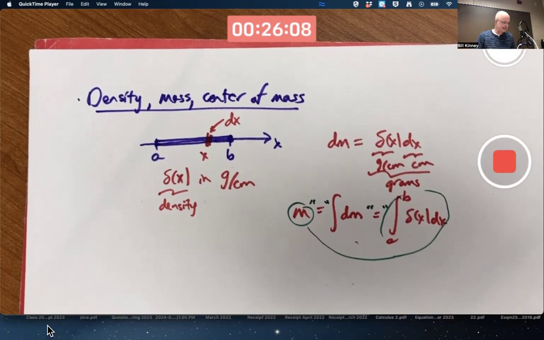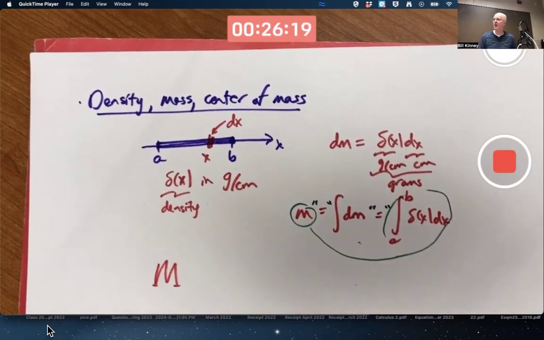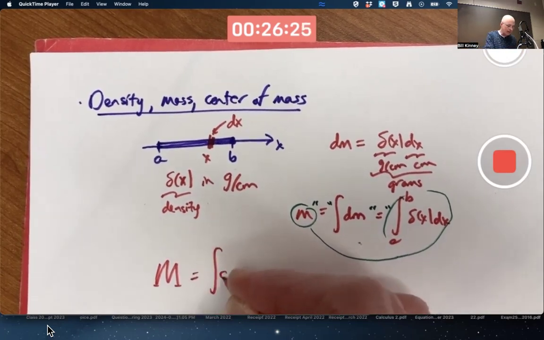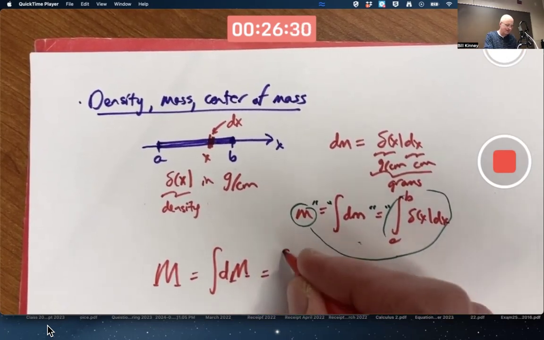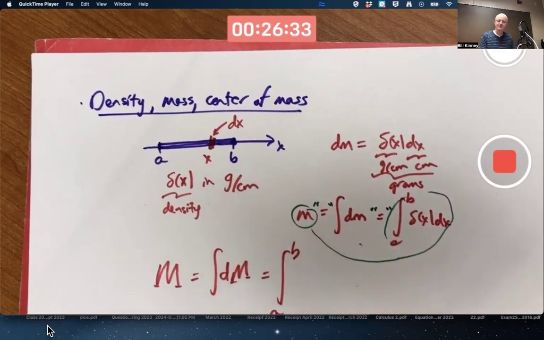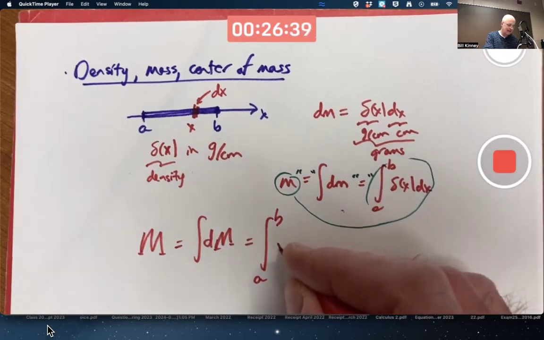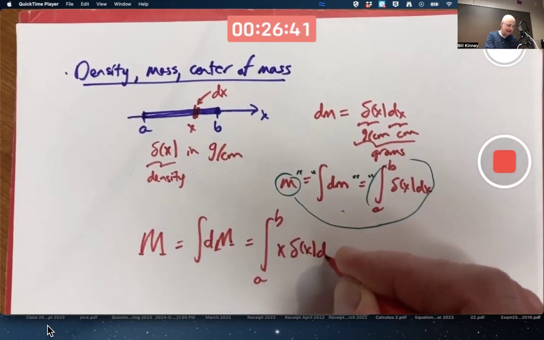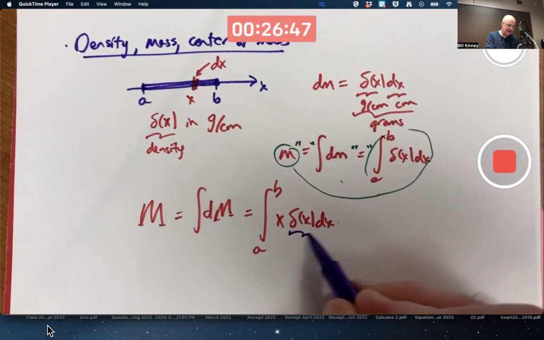And then what else? So that's the mass. If we're going to find the center of mass, we need the moment, capital M. Moment about the origin officially is the name, found by adding up little moments about the origin, ultimately doing a definite integral. What are the little moments? They are x delta of x dx. This could be thought of as x dm.